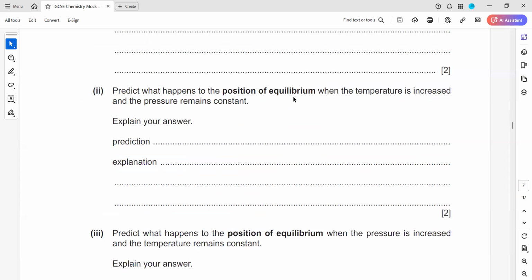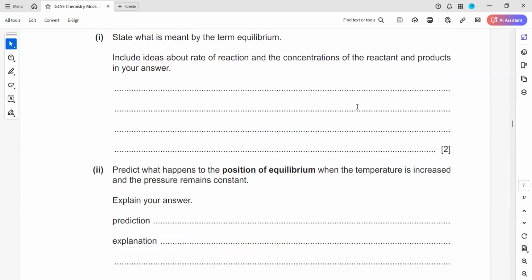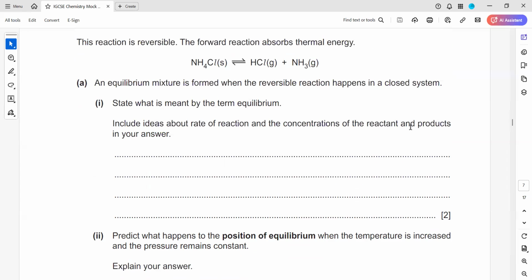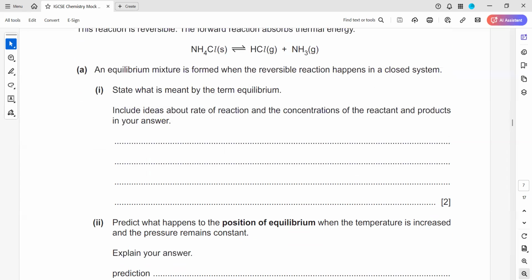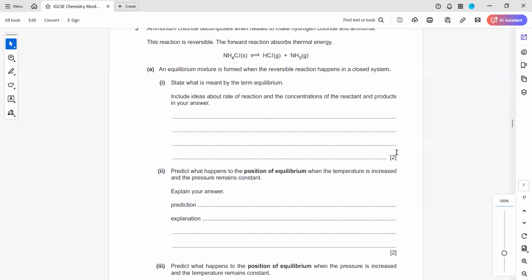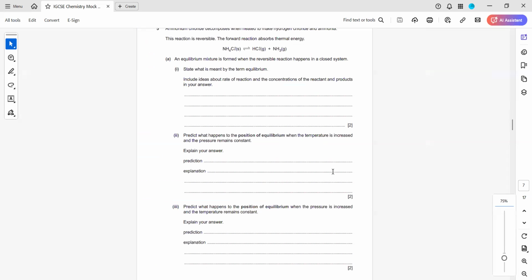Now predict what happens to the position of equilibrium when the temperature is increased. So if you increase the temperature, we already know that this is an endothermic reaction. So for an endothermic reaction, increasing the temperature shifts the equilibrium to the right. So prediction, where it will shift: right. We will say it is right. And what is the reason for that? We will say the forward reaction is endothermic.